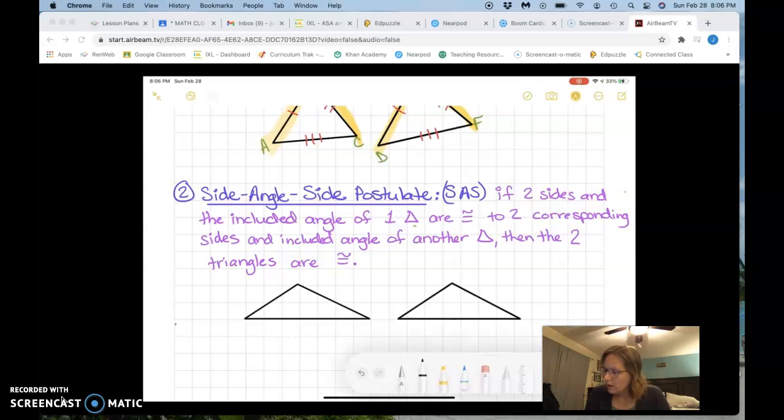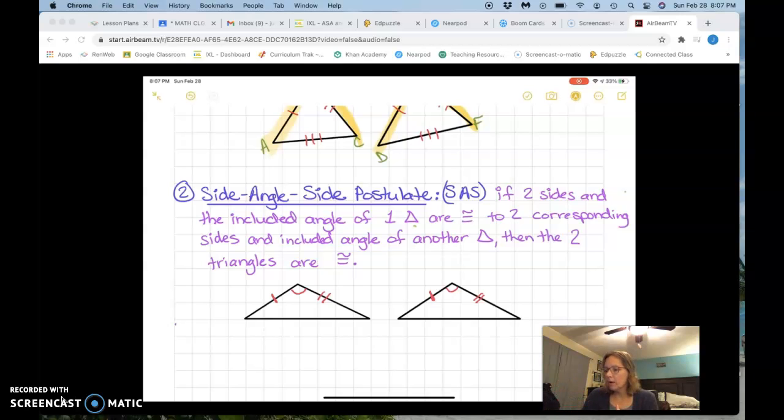Okay, so side angle side means this side, this angle, and this side. So the side, the angle, and the side are all next to each other, okay? Like this, side, angle, side. So the angle is between the two sides. That's why it's called side angle side. It's written with the angle in the middle, and the angle is actually in the middle.